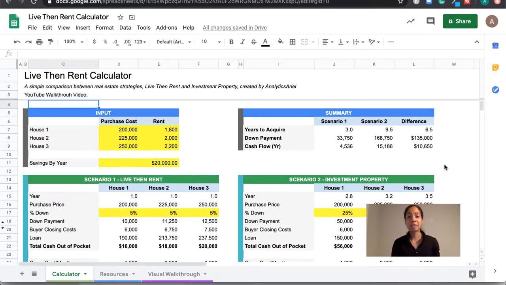Are you a geek like me that loves to get down and busy in numbers in an Excel spreadsheet, and you want to do that for the live then rent real estate investment strategy? Well, then you're in the right place, because I'm going to show you how to do that with a Google Sheet that you can actually download in the link below.